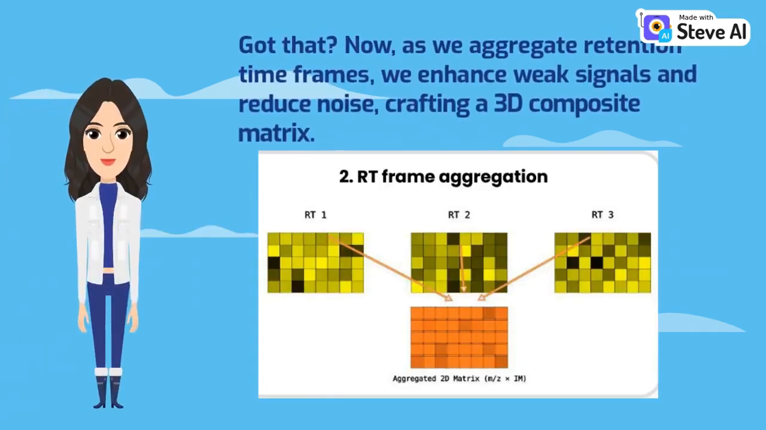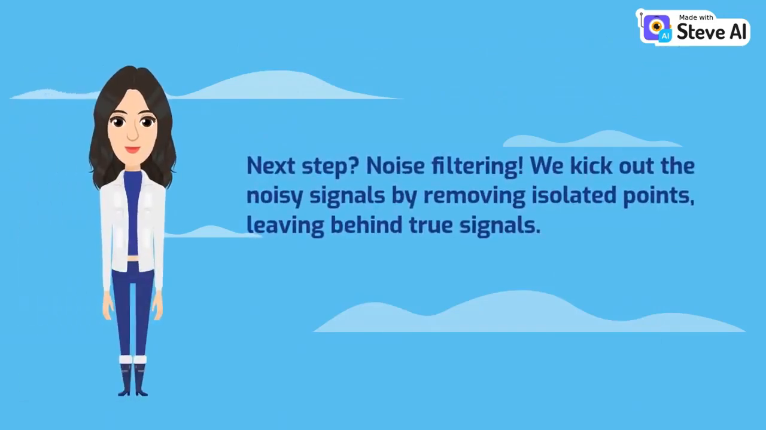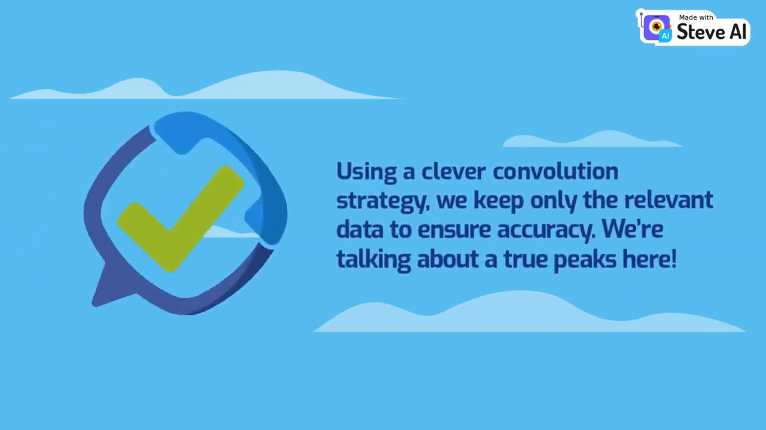Got that? Now, as we aggregate retention time frames, we enhance weak signals and reduce noise, crafting a 3D composite matrix. Next step? Noise filtering. We kick out the noisy signals by removing isolated points, leaving behind true signals. Using a clever convolution strategy, we keep only the relevant data to ensure accuracy. We're talking about a true data detox here.